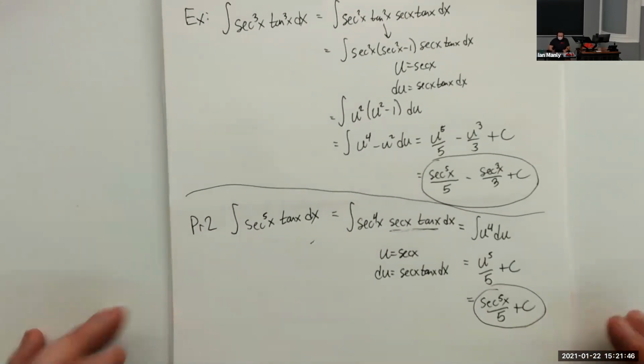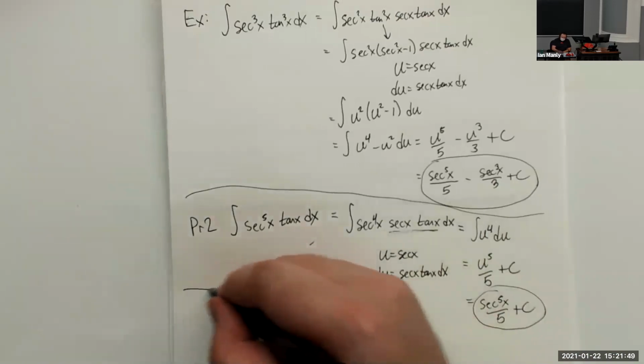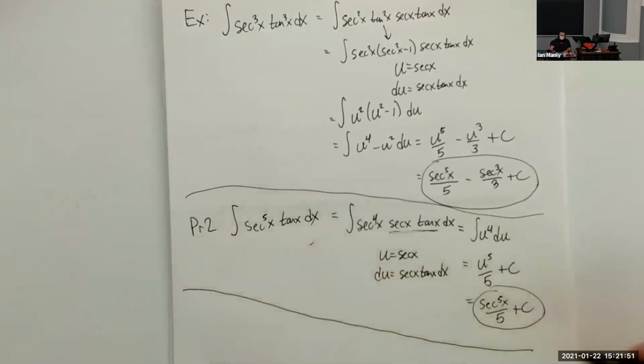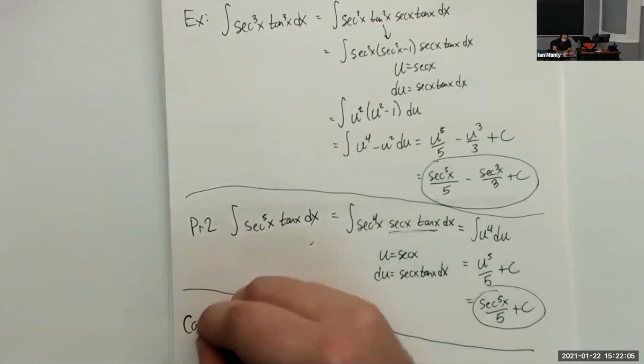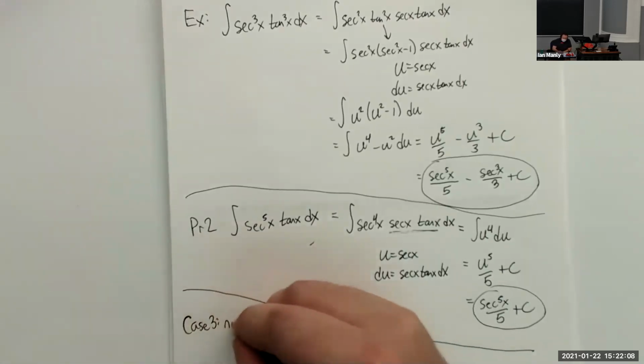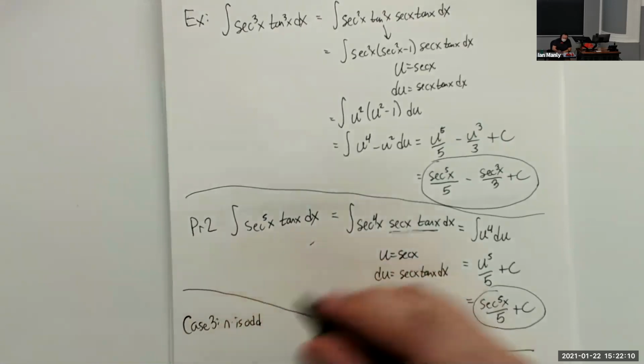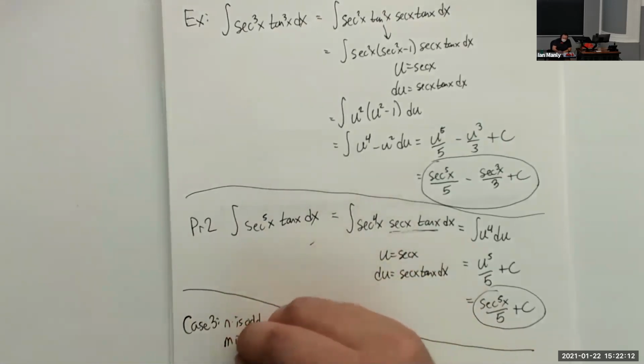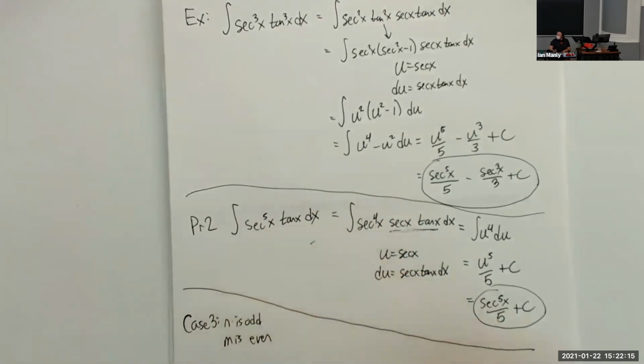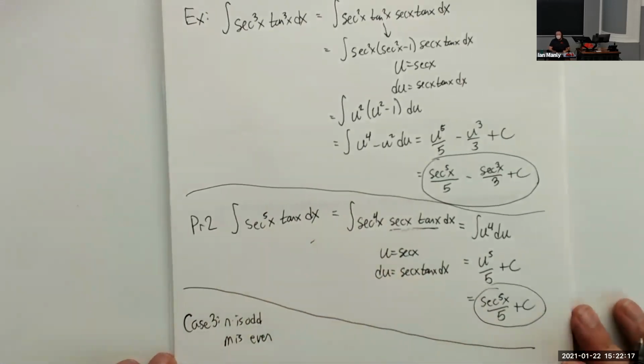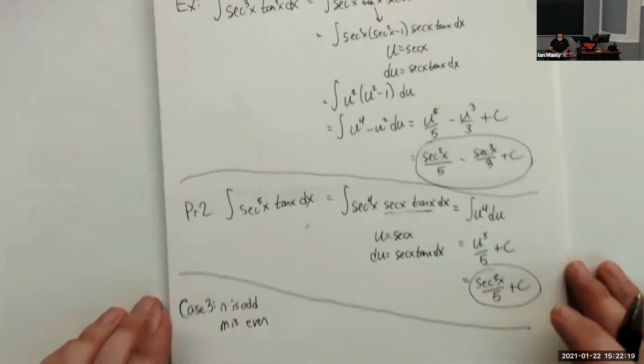All right. Now we're going to move on to case 3. And so we really only have one option left. We've done where the power of secant was even. We did where the power of secant was odd and the other one was odd. So now we just need to deal with when the power of secant is odd and when the power of tangent is even. That's the only case we have left. And that's case 3. So n is odd. That's the power of secant. M is even. Unfortunately, this case is significantly more difficult and tedious than the other ones.